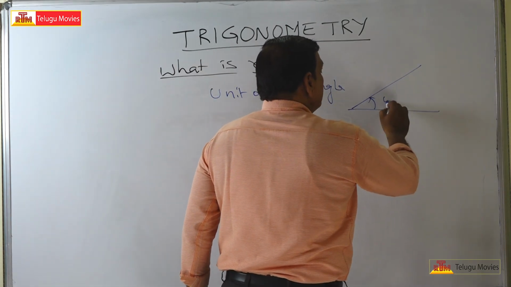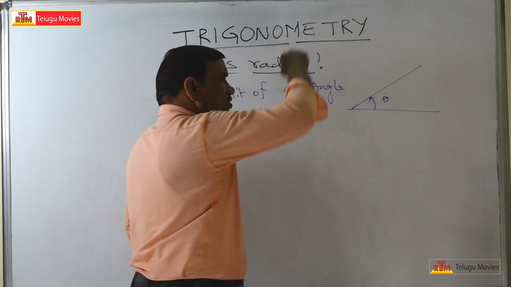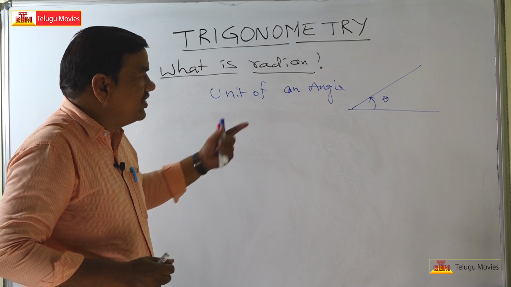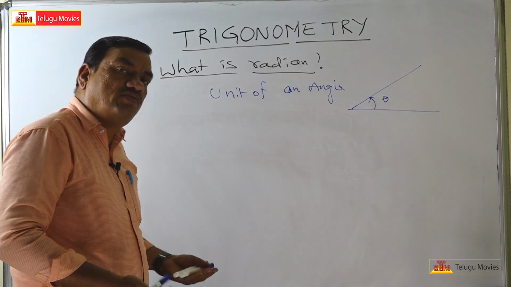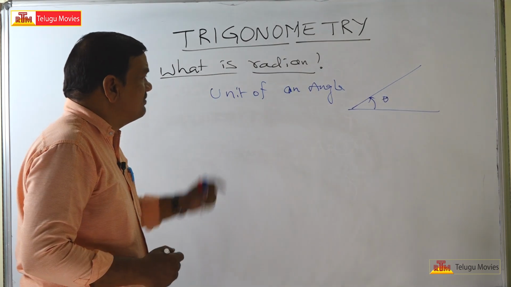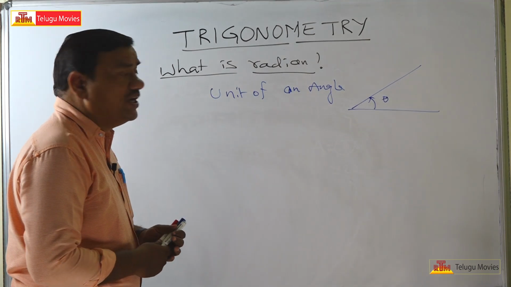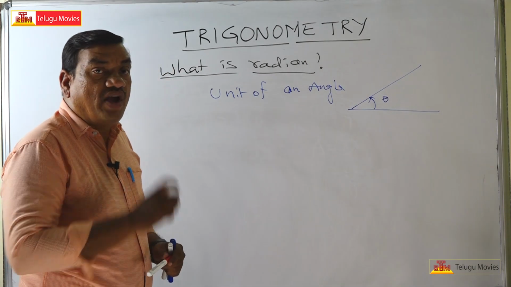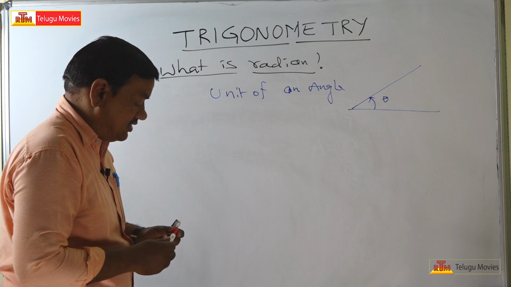Do you know what is meant by an angle? Union of two rays gives the angle. If it is an anti-clockwise direction, we treat it as a positive angle. If it is a clockwise direction, we treat it as a negative angle, that we know. Radian is a unit of an angle. What is an angle? That we know. Now, where it forms and how it forms, let us see.